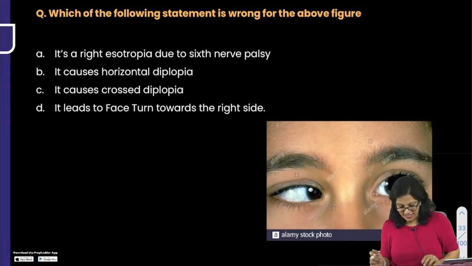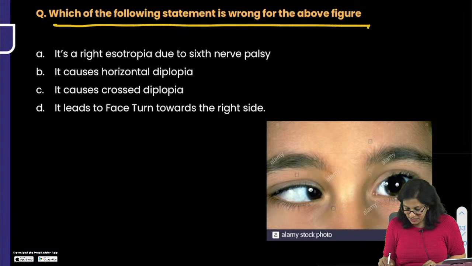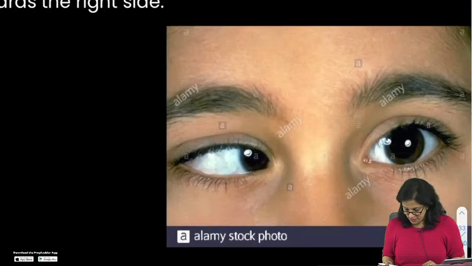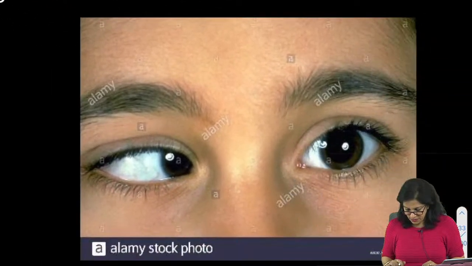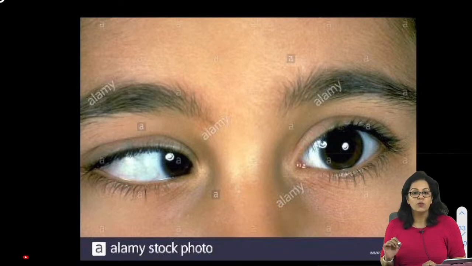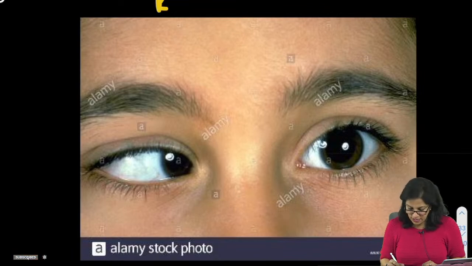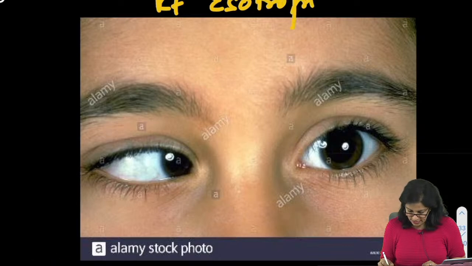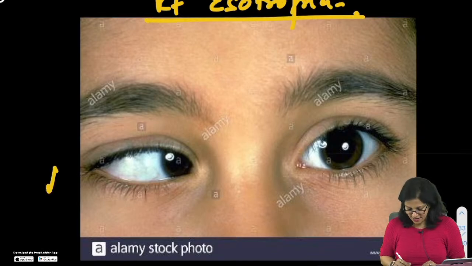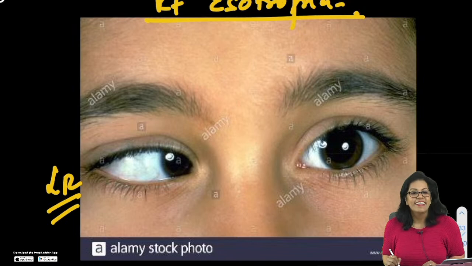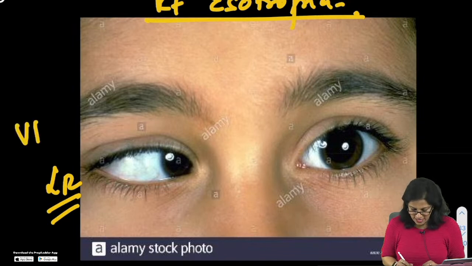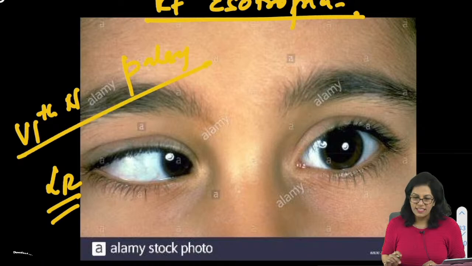Come to the next question. Which of the following statements is wrong for the above figure? This is the figure where you can see a patient with a right eye esotropia. Eso is convergent, tropia is squint. So there is a right esotropia or convergent squint. Which muscle is gone? Lateral rectus is gone. So which nerve palsy? We are looking at 6th nerve palsy, right?